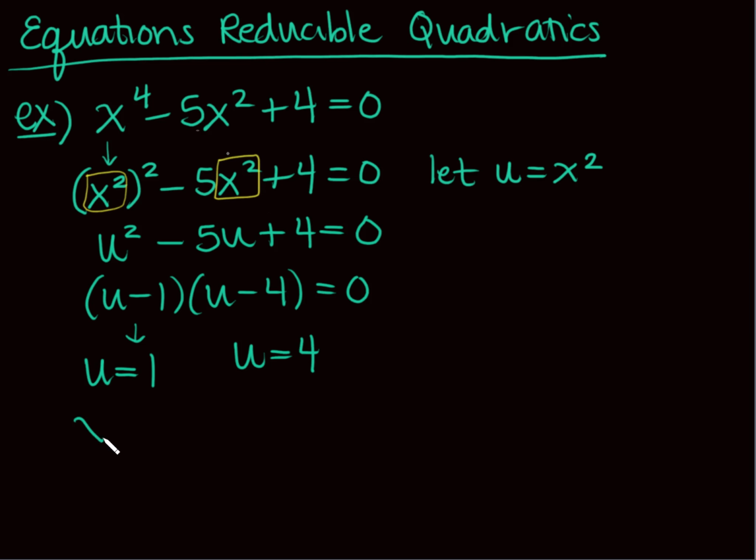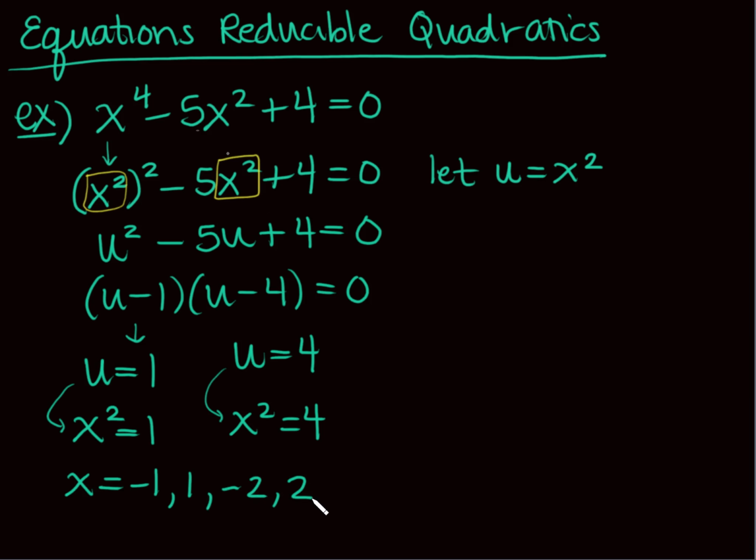And now I didn't start off with u's. I started off with x's. So we need to come back to what our original substitution was. So the poor u, we just use it to get where we want and then we throw it away. So what are my solutions? x squared equals 1, so x would equal plus or minus 1. Remember, whenever I bring in a square root, I need to bring in a plus or minus. So I have 4 solutions to this. I have x equals -1, 1, -2, and 2.